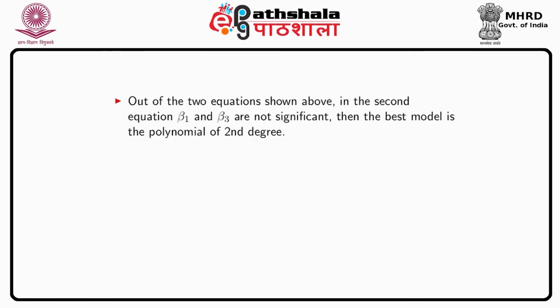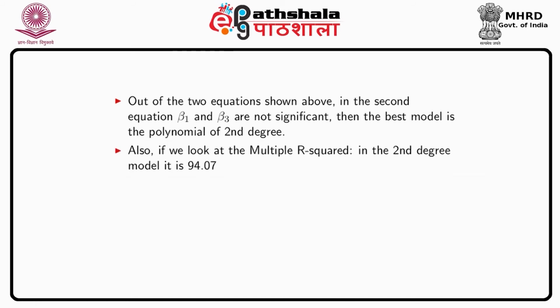So now, out of the two regression equations shown above, in the second equation beta 1 and beta 3 are not significant, so the best model is the polynomial of second degree. Also, if we look at the R square in the second degree model, it is 94.07, which is greater than the R square value that we get from the fit of polynomial of degree 3.